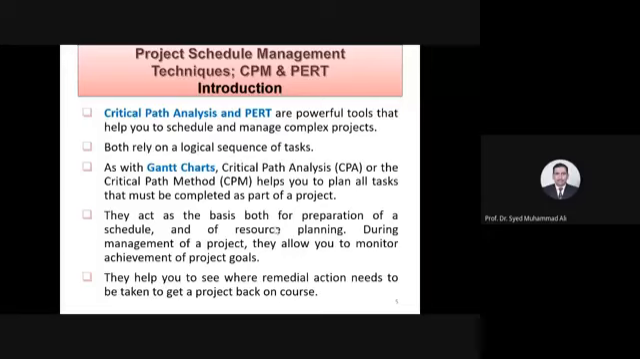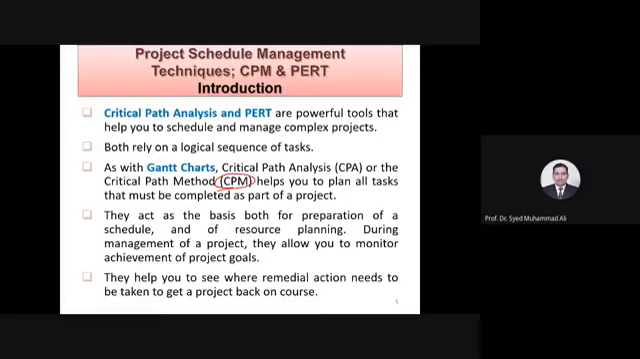As far as the Gantt chart is concerned, it has a method which is called critical path analysis, or we call it the critical path method, more commonly used. The critical path method helps you to plan all tasks that must be completed as part of the project.